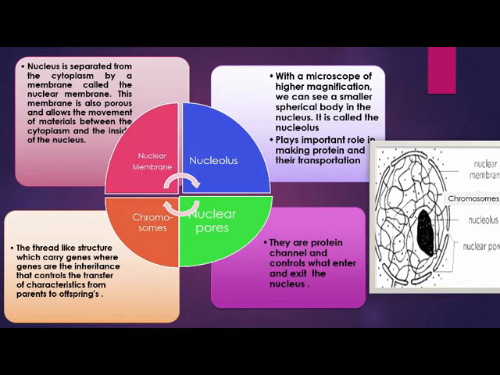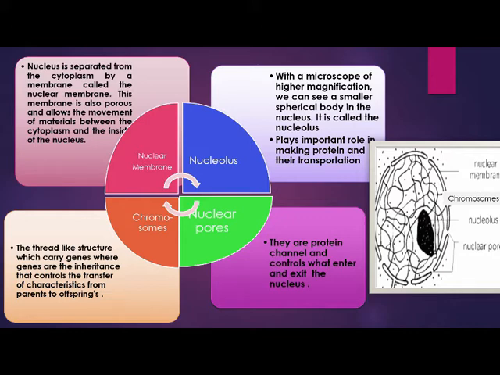Nuclear membrane is the membrane by which the nucleus is separated from the cytoplasm, and that membrane is known as the nuclear membrane. This membrane is also porous. Now, chromosomes. Chromosomes are thread-like structures which carry genes, and these genes are the inheritance that controls the transfer of characteristics from parents to offspring.